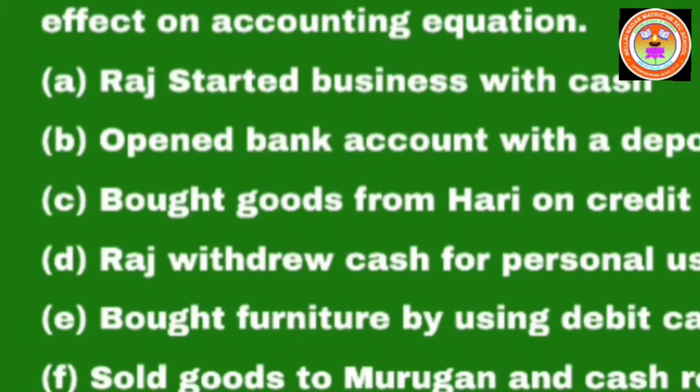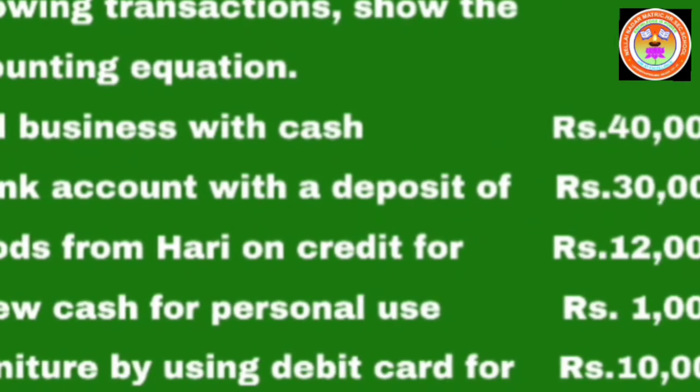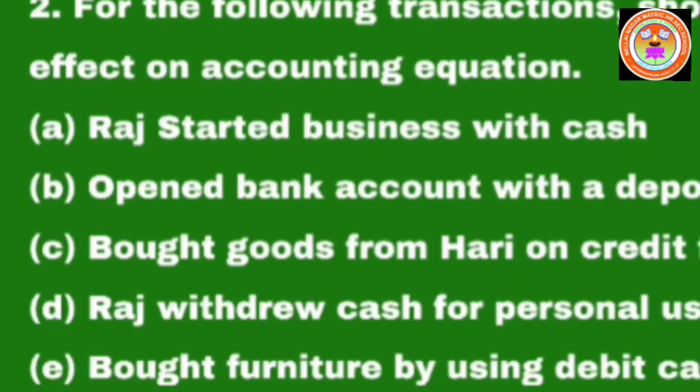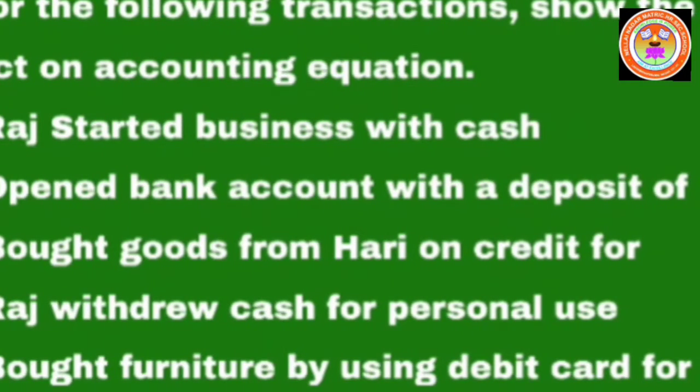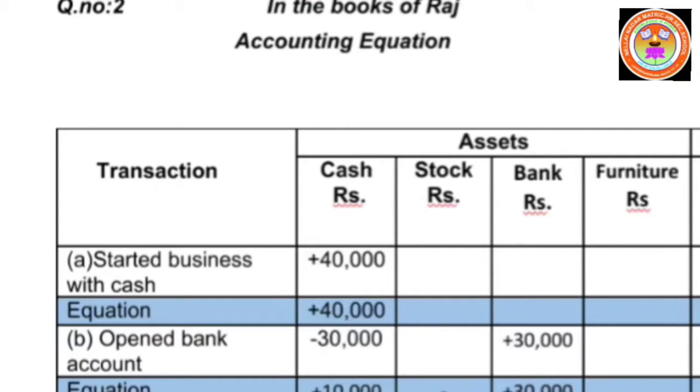In your exercise, sum 2 is based on accounting equation. I mean, from sum 2 we are going to do accounting equation. For the following transaction, show the effect on accounting equation. First transaction: Raj started business with cash, rupees 40,000. Raj is the name of the proprietor.